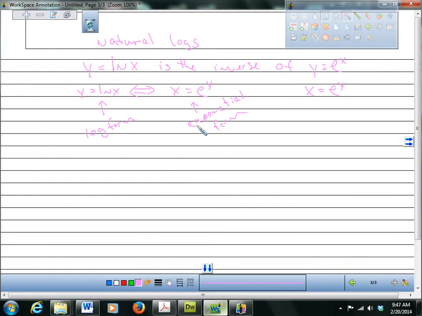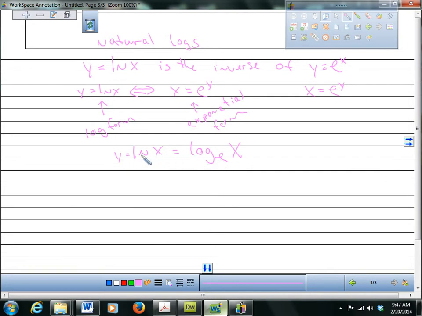And so y equals natural log of x is just the same as log base e of x. Okay? So rather than write base e all the time, they just call it natural log. I'm not exactly sure why they call it natural log, but I think because it occurs a lot in real life situations.